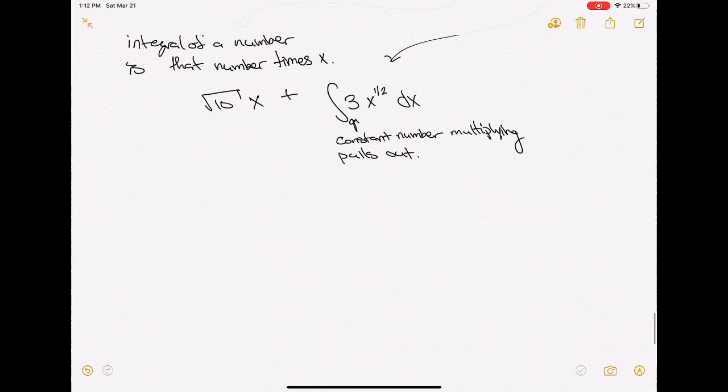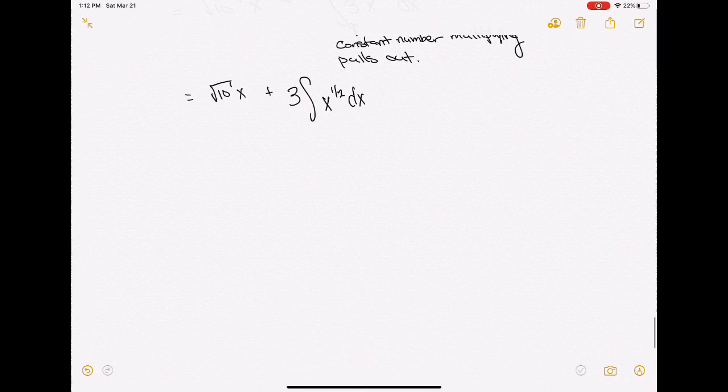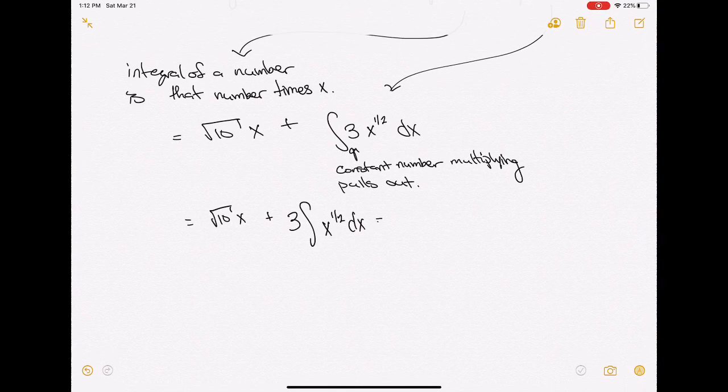So if the constant number multiplying pulls out, what do we actually end up with? We end up with square root of 10x plus 3 times the integral of x to the 1/2 dx. And now we can really use our power rule on this piece, this x to the 1/2 dx. The power rule on x to the 1/2 dx maybe is not explicitly clear right away, but just pretend it's like our derivatives, but we're working in the opposite direction.